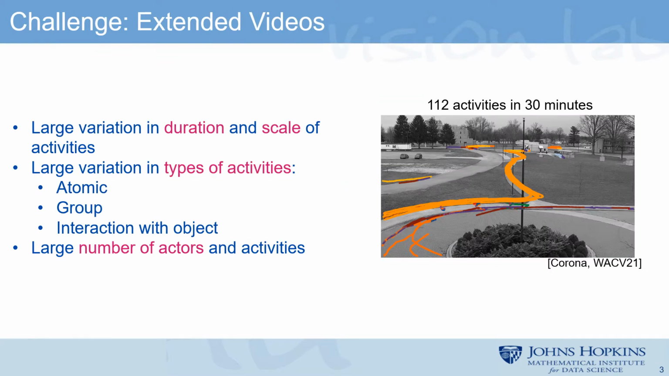This type of videos are particularly challenging to understand because of the large variation in the duration and scale of activities. For example, activities can be very short, such as closing a vehicle door, or very long, such as riding a bike. Also, they can occur in the foreground or in the background. Another challenge is the large variation in the type of activities, which can involve one actor, or multiple actors, or actor-object interactions. Furthermore, extended videos typically contain multiple co-occurring activities.